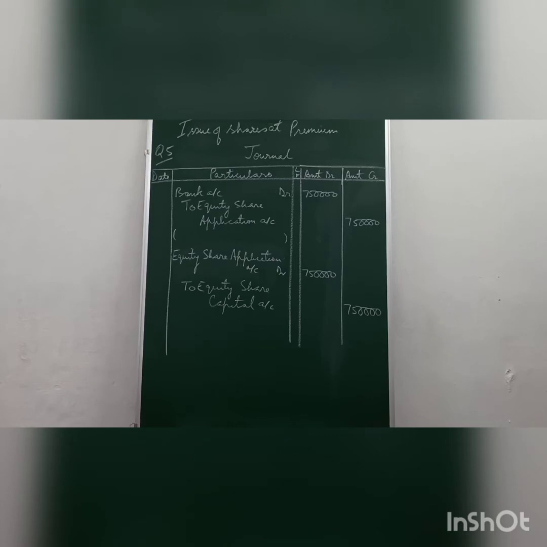Now the first entry will be for receiving the application money on 25,000 shares at the rate of rupees 30 each. The entry will be bank account debit to equity share application account. Since it is mentioned whether the kind of share is equity or preference, and it is equity, you will open equity share application account with 7,50,000. In the narration we will mention being application money received on 25,000 shares at the rate of rupees 30 each. It is not necessary to mention equity in the narration.